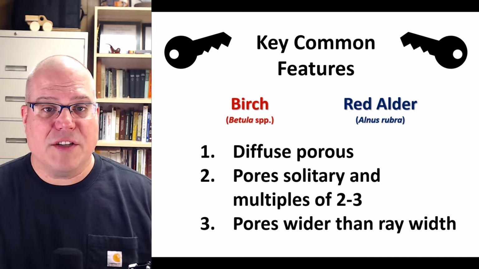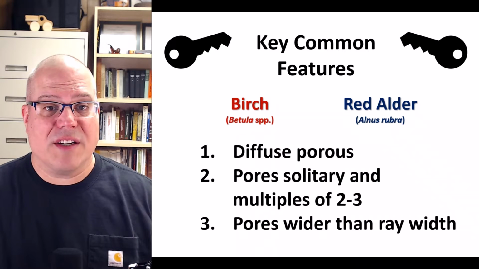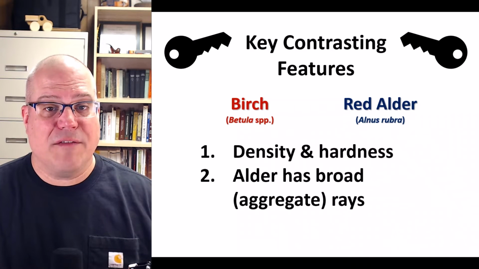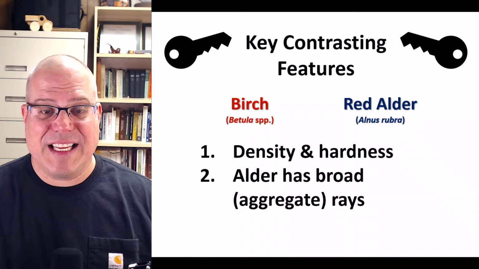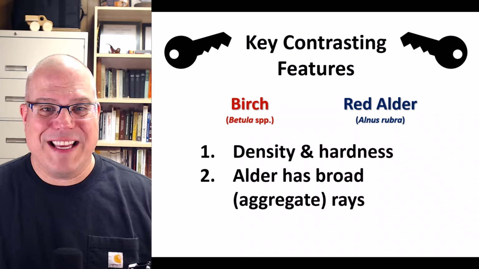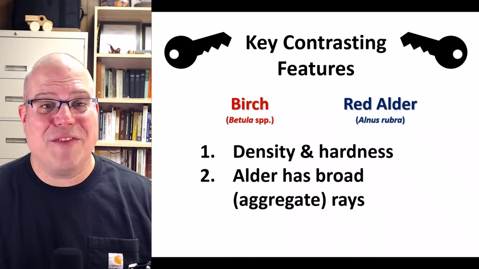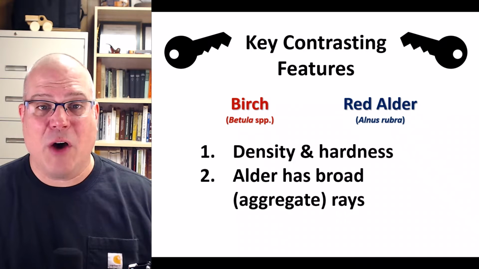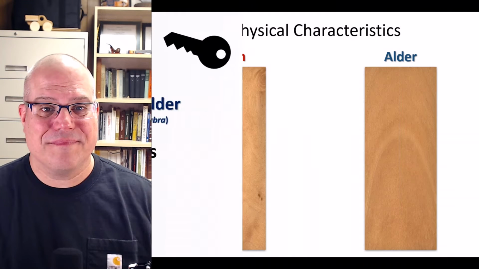We'll start with the features these two woods share. Both are diffuse porous. Their pores are solitary or in short radial multiples and are wider than their narrow rays. As for contrasting features that separate birch from alder, there are two important ones, density and hardness, and the presence of occasional broad rays in alder. Keep these lists of most important common and contrasting features in mind as we look at these and other features in detail. Now, let's take a closer look.